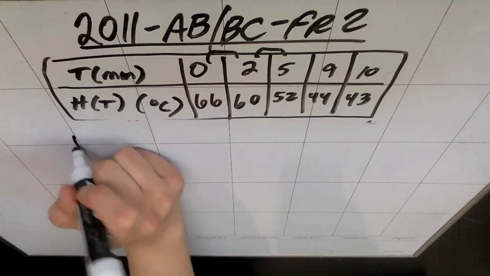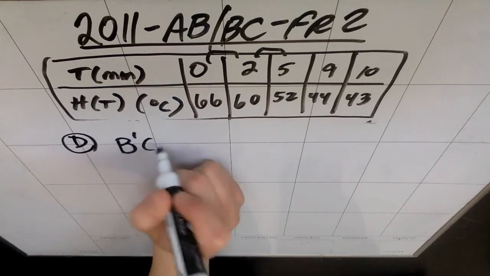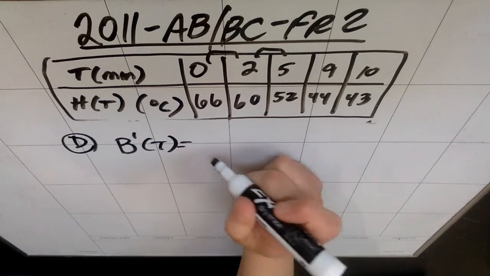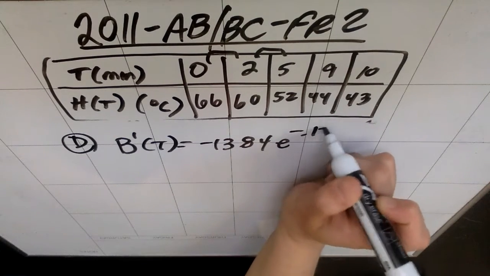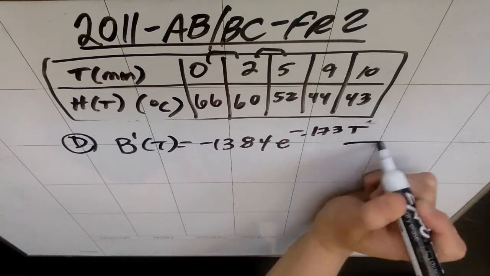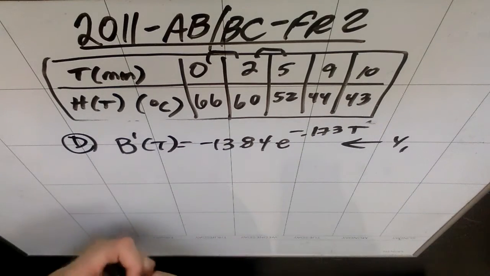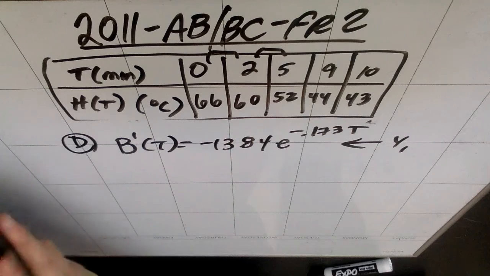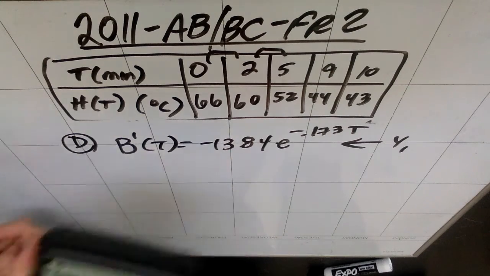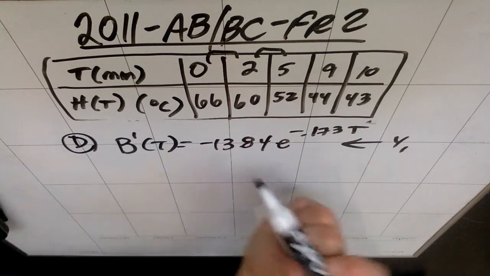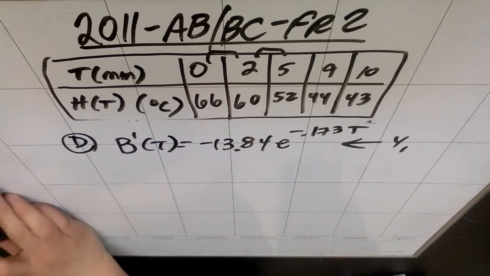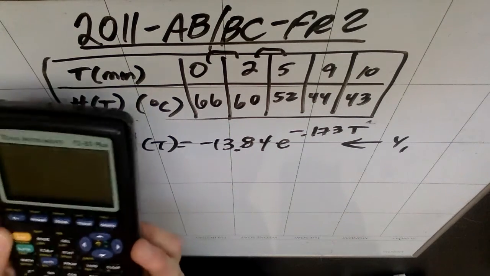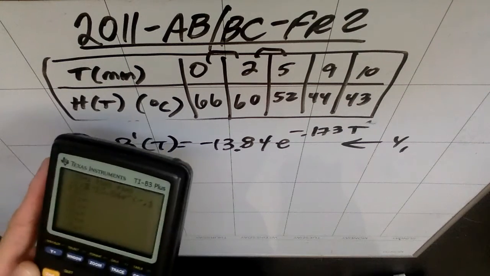So they give us in part D a b prime of t equals negative 13.84 e to the negative 0.173 t. Now I'm going to put this in my calculator as y1, but I'm going to use x instead of t. So if I go to my y1, I get the negative 13.84 e to the negative 0.173, and I used x instead of t because I'm in function mode.